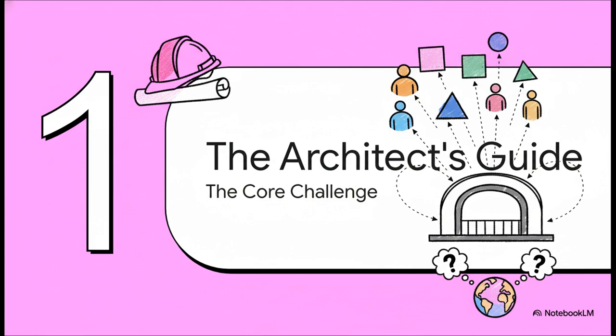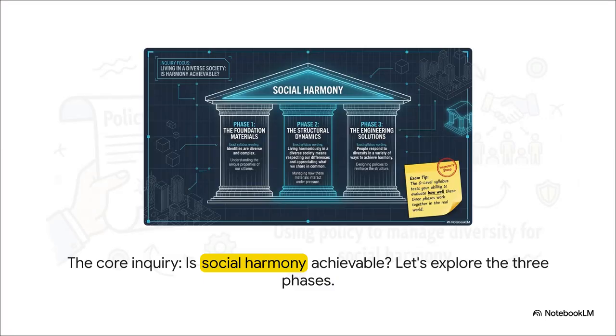Okay, first things first. Any great architect has to understand the problem they're trying to solve. For us, it's a big one. How do you actually achieve social harmony in a world that is, by its very nature, just incredibly diverse? Every project needs a brief, and here's ours. The big question is, can social harmony even be achieved?